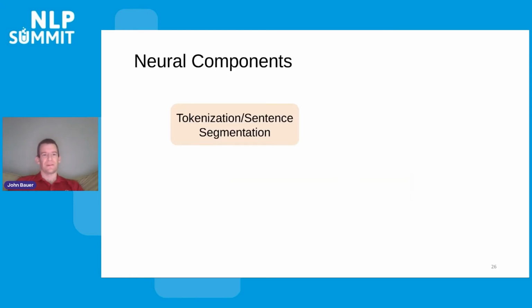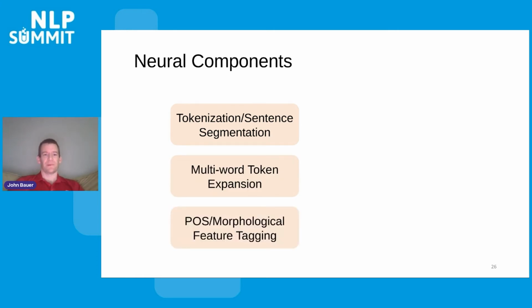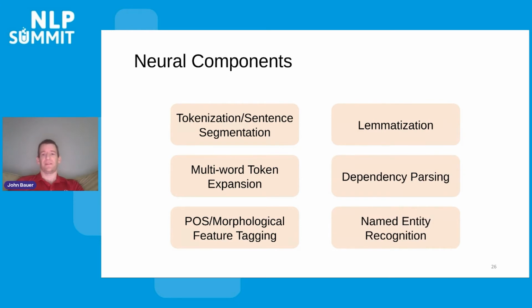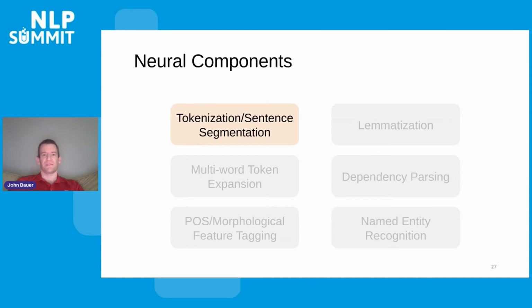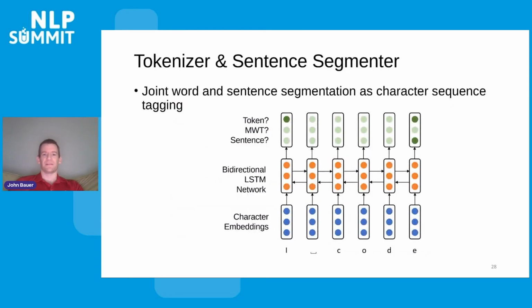The first neural component that we care about is the tokenization and sentence segmentation. There's multi-word token expansion. There's part of speech and feature tagging, lemmatization, dependency parsing, and named entity recognition, which are the original components of Stanza. So the first one is the tokenization and sentence segmentation.